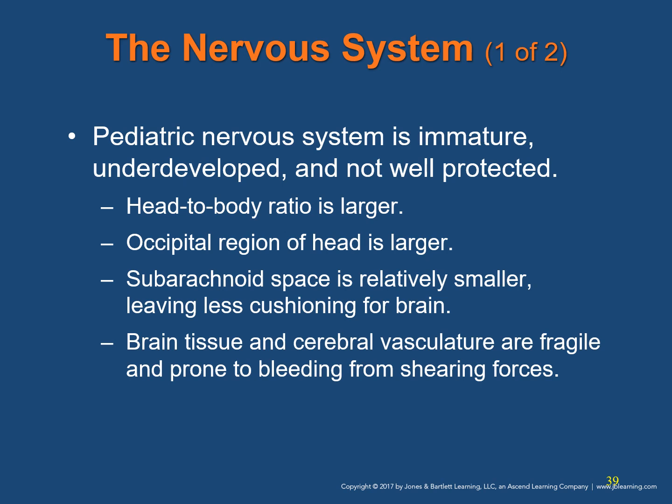Head-to-body ratio of infants and young children is disproportionately larger, more prone to head injuries from falls or motor vehicle crashes. Occipital region of the head is larger, which increases the momentum of the head during a fall. The sphenoid space is relatively smaller, leaving less cushion for the brain. The brain tissue and cerebral vasculature are fragile and prone to bleeding from shearing forces, such as during an instance of shaken baby syndrome.